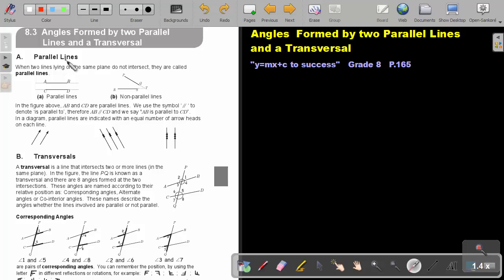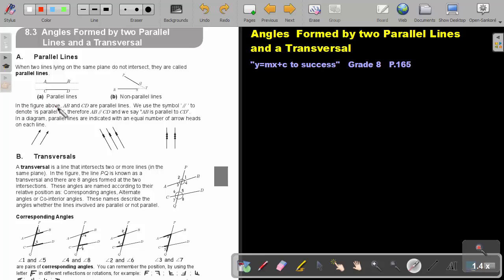Parallel lines. When two lines lying on the same plane do not intersect, they are called parallel lines. Can you see AB and CD? The distance between the lines stays the same. That's why they're parallel. If you look at PQ and RS, they're going closer and closer, so they will intersect somewhere. They are non-parallel lines.